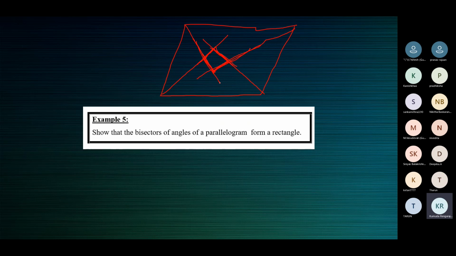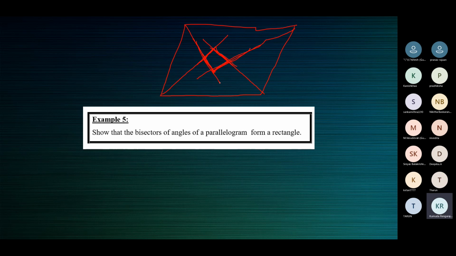So we are given a parallelogram. We need to take up its four interior angles, and we need to take up the bisectors of the four interior angles. The bisectors will enclose a quadrilateral. We need to prove that this quadrilateral is a rectangle.